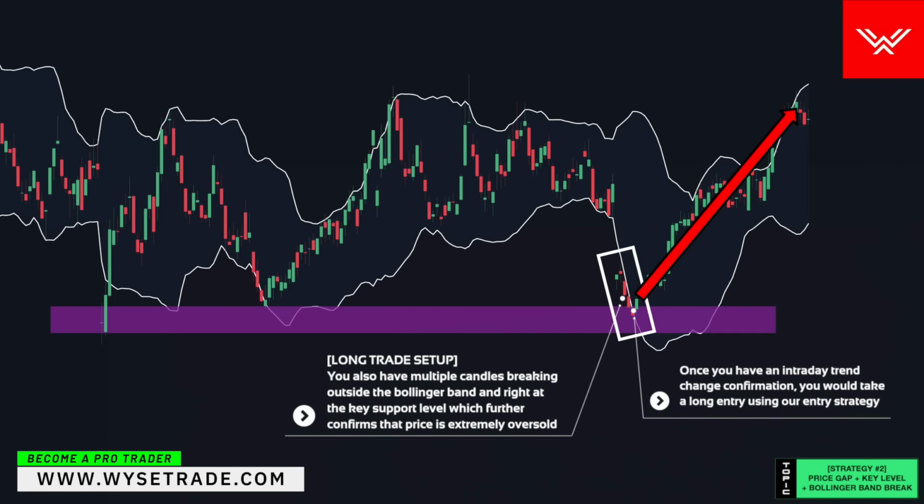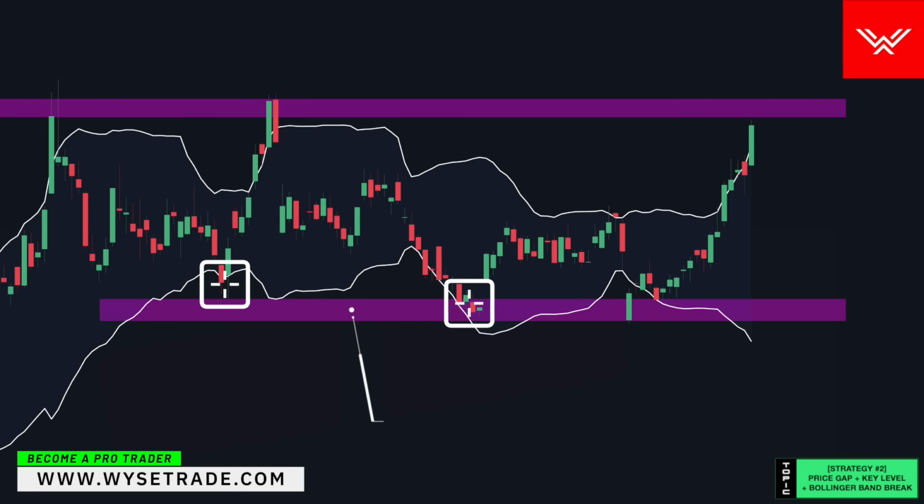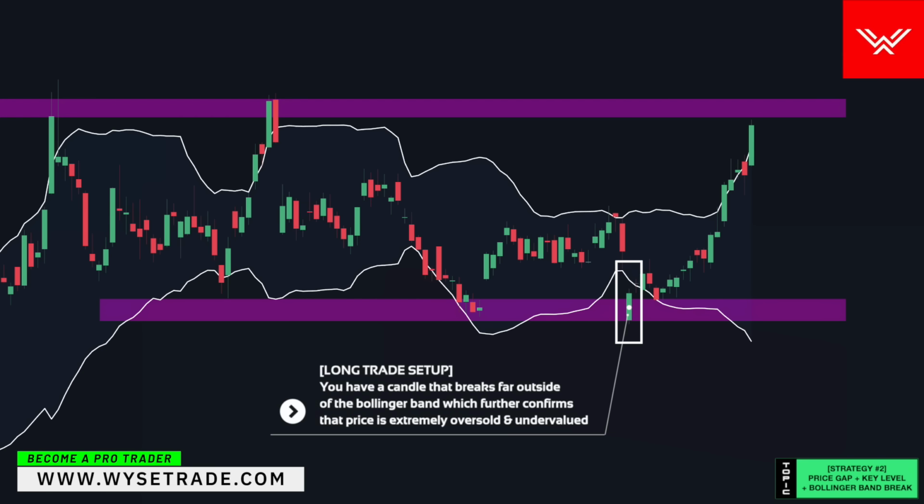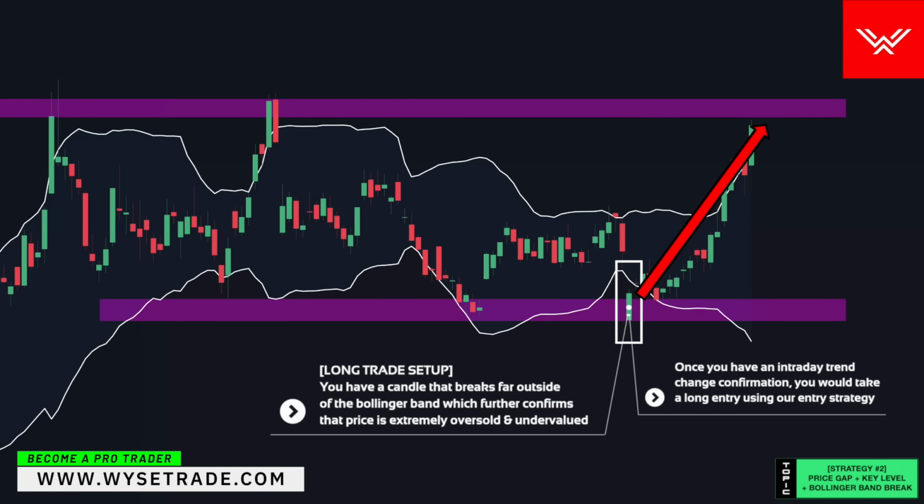Let's show this again. These two reversal points give you your wide support zone. Price then gaps down into the zone. You also have a candle that breaks far outside of the Bollinger Band, which further confirms that price is extremely oversold. Once you have an intraday trend change confirmation, you would take a long entry.